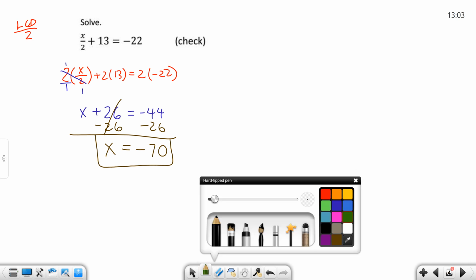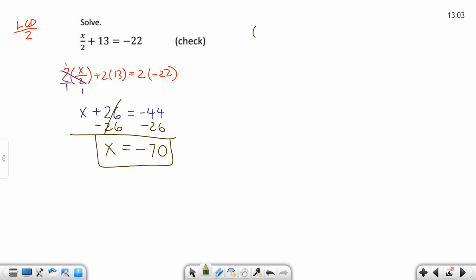And then it says check. And again, for me to check, I want you to go in the original equation, and I always put parentheses here. That's too small. Negative 70, that's my x, over 2 plus 13 equals negative 22. All right? So I plug it in. I always plug it in with parentheses around it. So I don't need the parentheses here, but I just always put them when I'm plugging it in. Negative 70 over 2 is negative 35 plus 13.